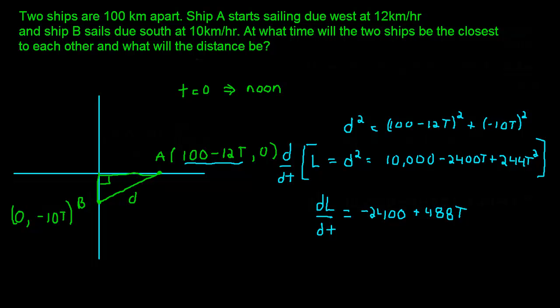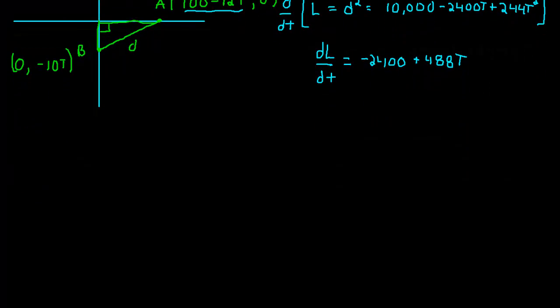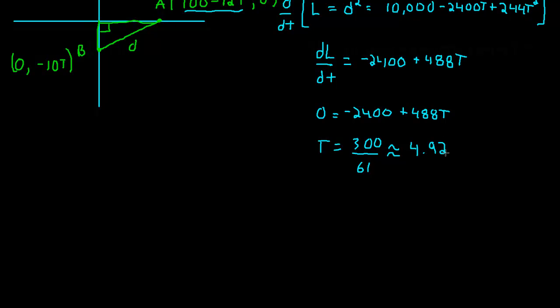Okay, so now we set that derivative equal to 0 and we solve for t. If we do this, we get 0 equals negative 2400 plus 488t. And if we solve this, we get t is equal to 300 over 61, I think is what you get. Now that doesn't make a whole lot of sense in terms of hours until you plug it into a calculator, and you should get 4.92 hours.